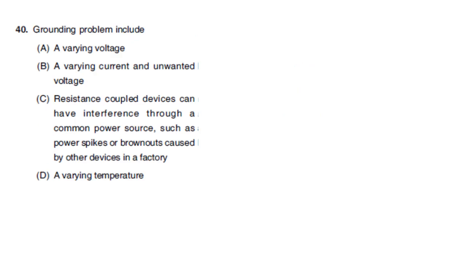Grounding problem include, so it is a resistance coupled devices can have interference through a common power source, which is power spikes or brownouts caused by other devices in a factory.